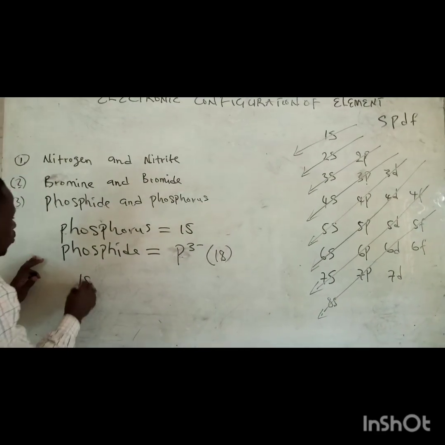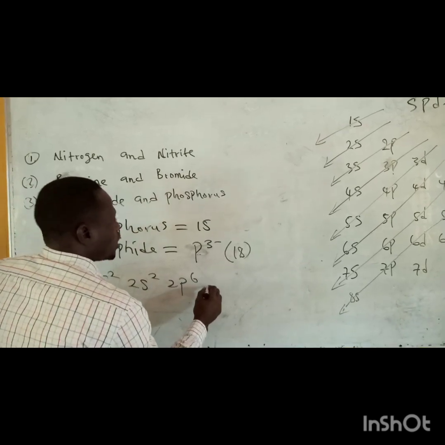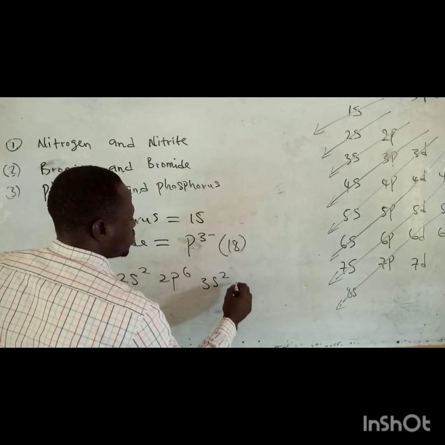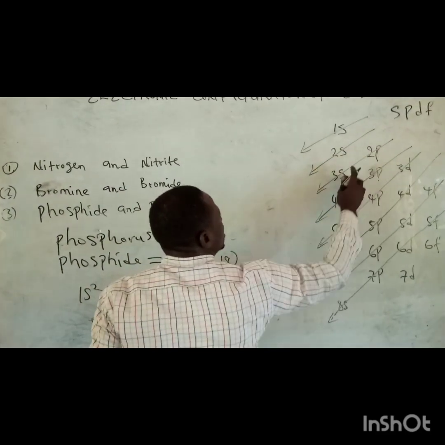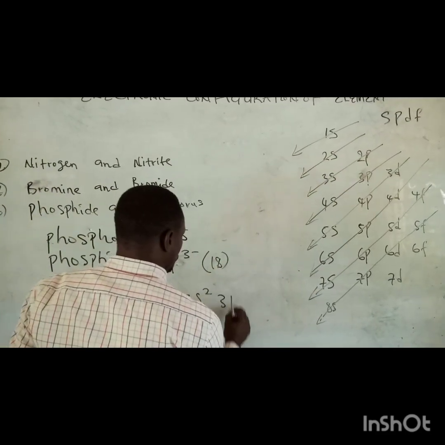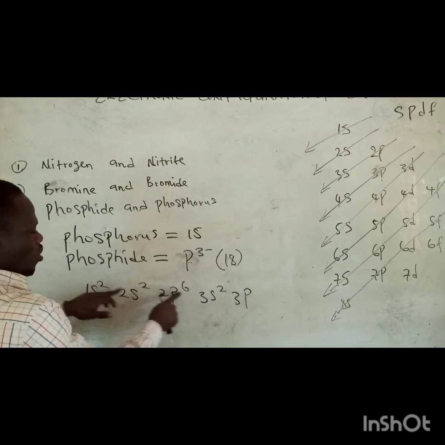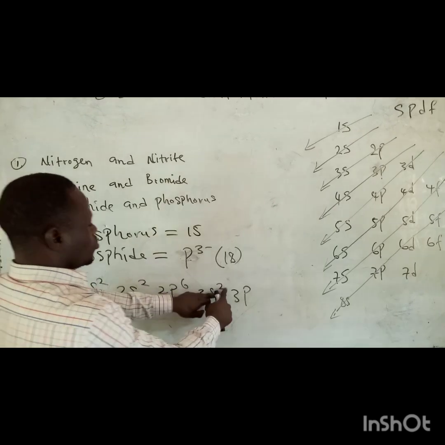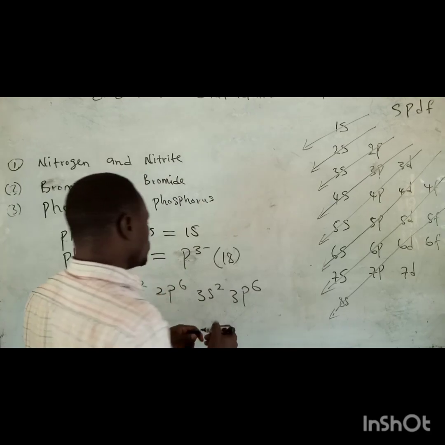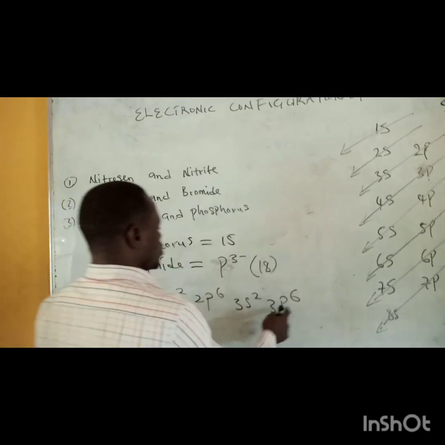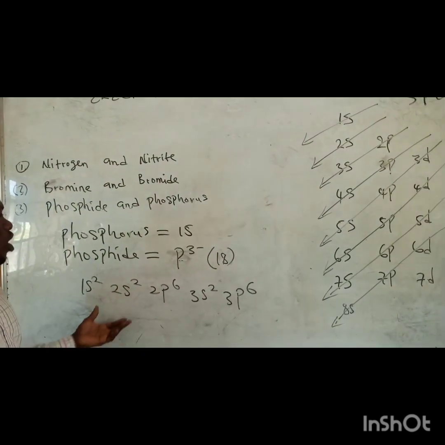So we start from 1s2, 2s2, 2p6, 3s2, and 3p. So 2 plus 2 gives you 4, plus 6 gives you 10, plus 2 gives you 12, plus 6 will give you what? 18. So this is the typical electronic configuration of phosphide.